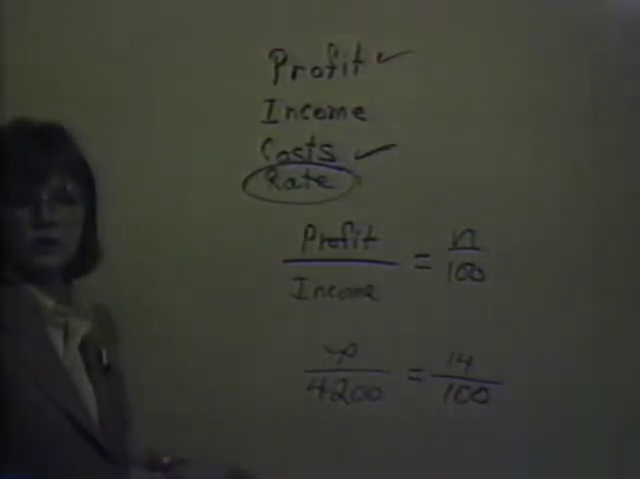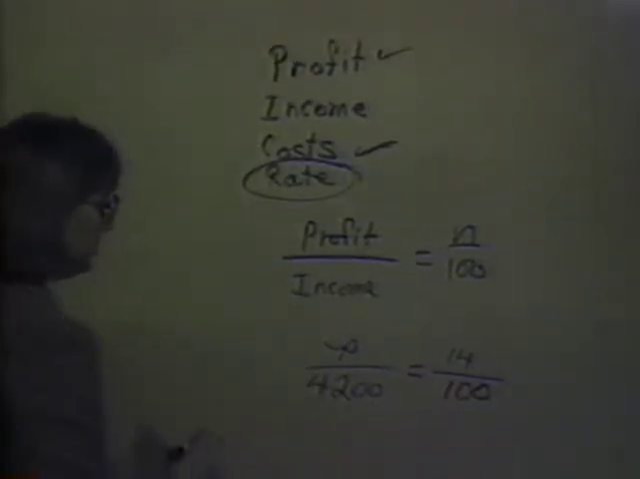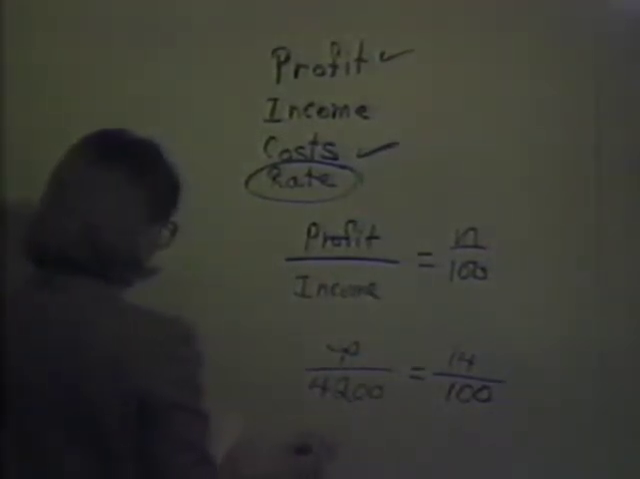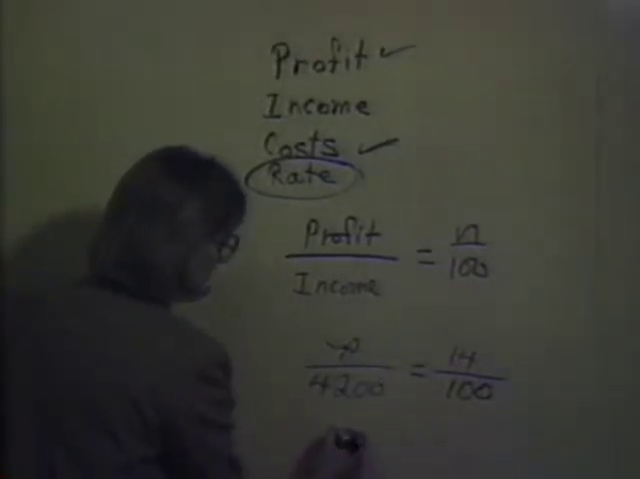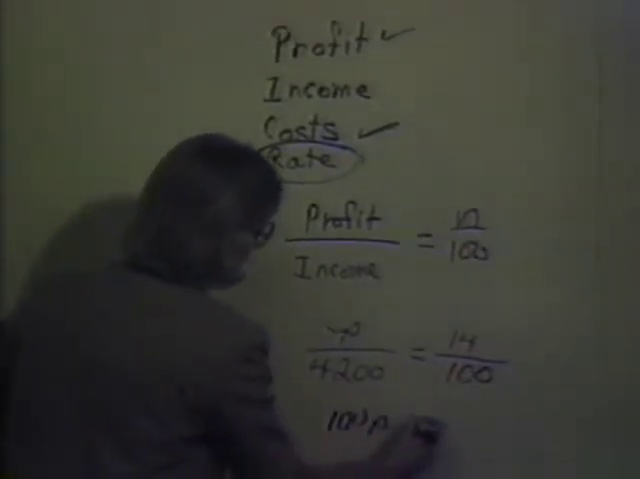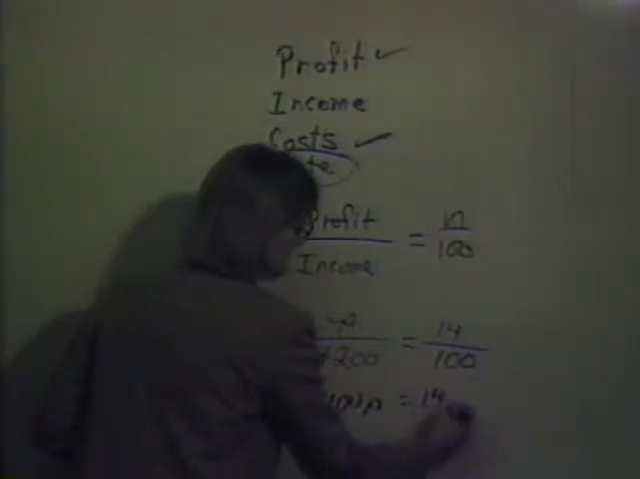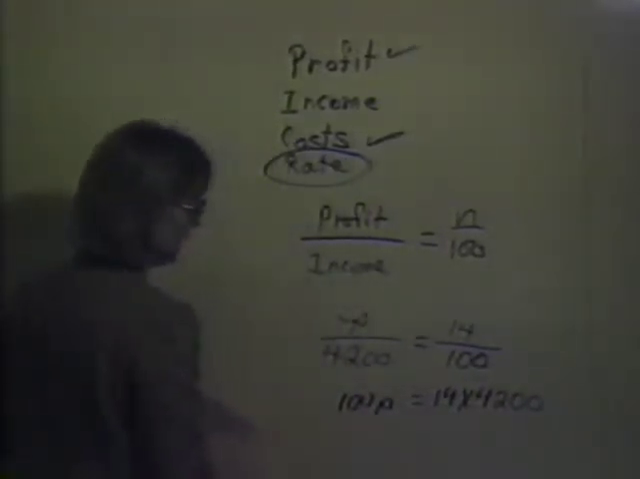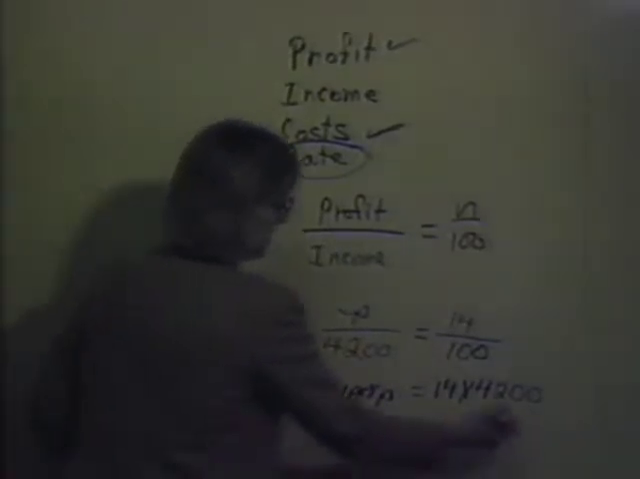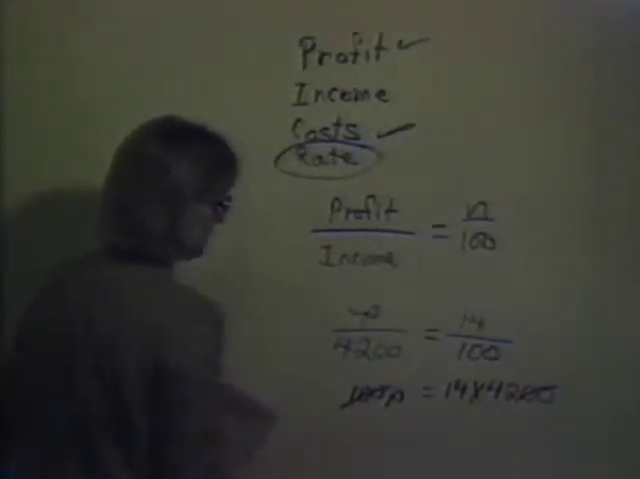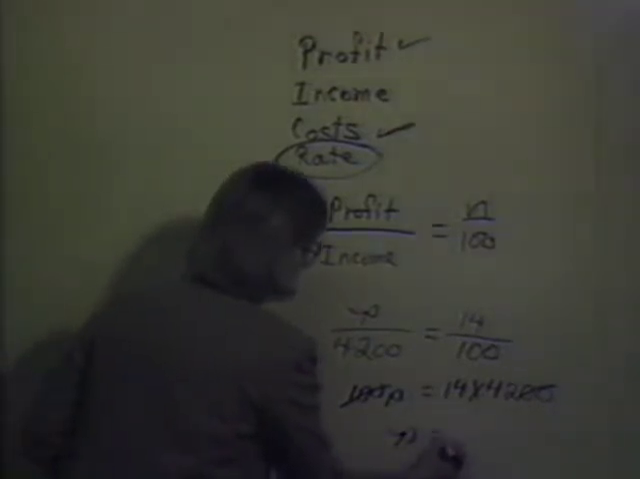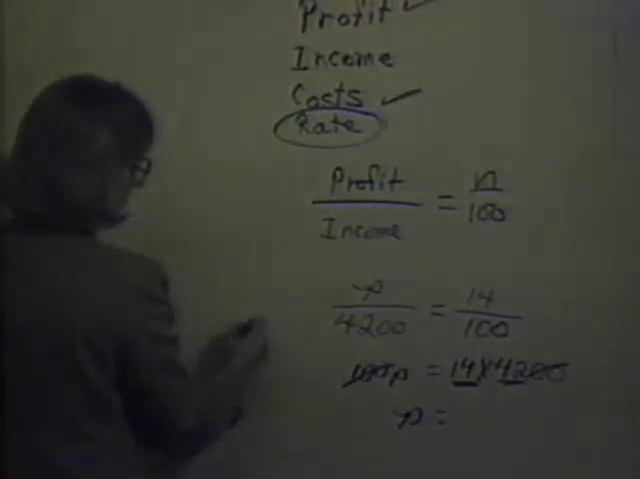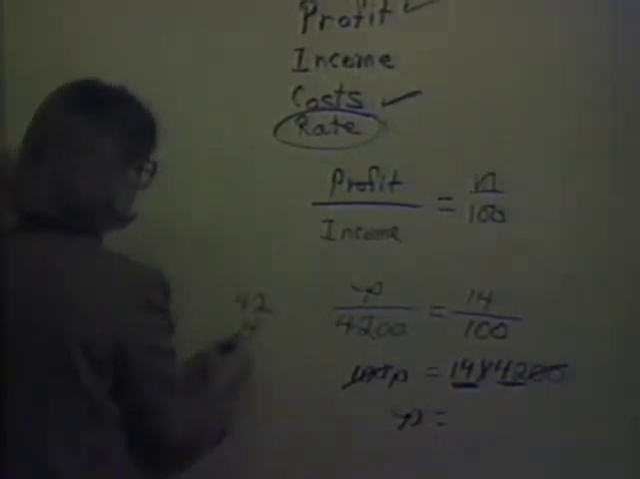Now we can use cross products to solve this problem. Okay, so if we multiply here, we're going to have P times 100, so that's 100 P is equal to, and we have to multiply the 14 times the 4200. Now I can get rid of my 100 here and my two zeros there. So P is going to equal 14 times the 42. So we need to multiply the 14 times our 42 to get our final answer.